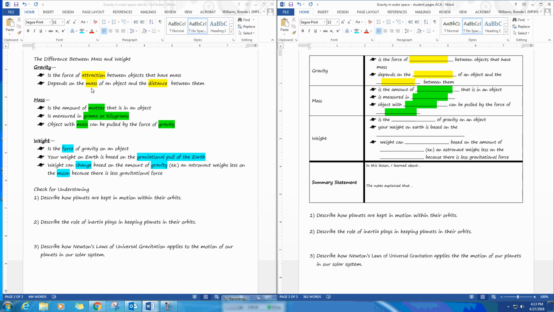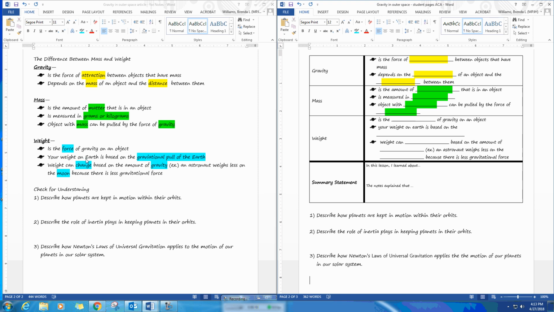And the definition of mass then is the amount of matter that is in an object. It is measured in grams or kilograms. An object with mass can be pulled by the force of gravity. And then our third definition, you have to know, weight is, on Earth here, we often say weight when we mean mass, but scientifically, weight is actually the force of gravity on an object.